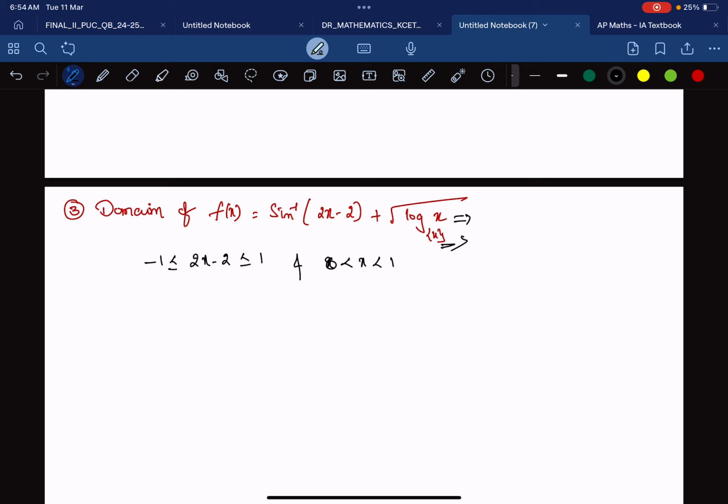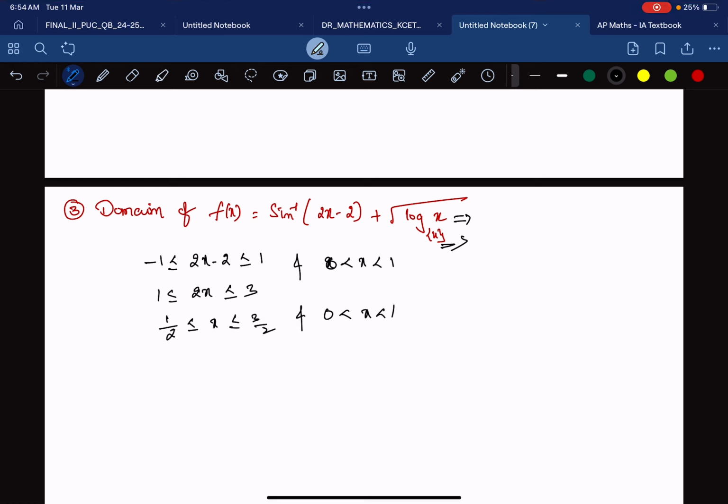So now adding plus 2 on both sides, we get 1 less than or equal to 2x less than or equal to 3. So from this we get 1 by 2 less than or equal to x less than or equal to 3 by 2, and 0 less than x and less than 1.